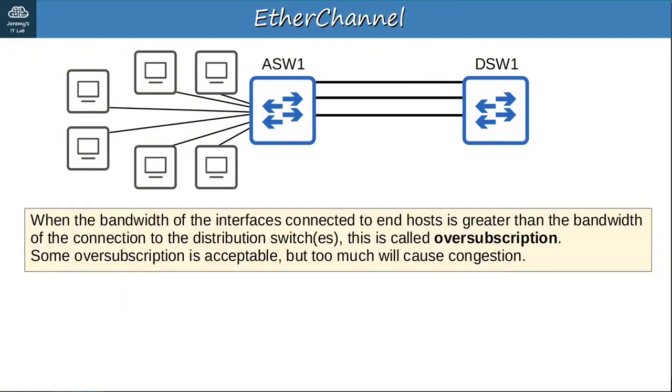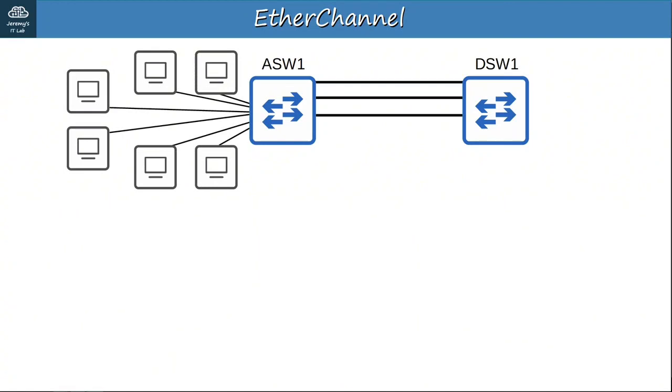But when the bandwidth of the interfaces connected to end hosts is greater than the bandwidth of the connection to the distribution switches, this is called oversubscription. Some oversubscription is acceptable, but too much will cause congestion. However, even with 3 links to D switch 1, the congestion doesn't seem any better.